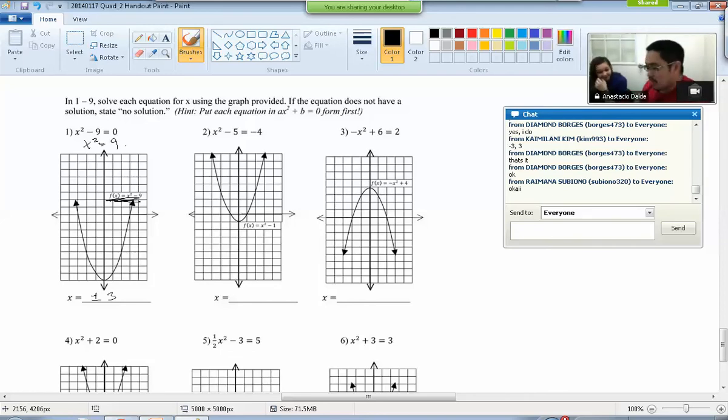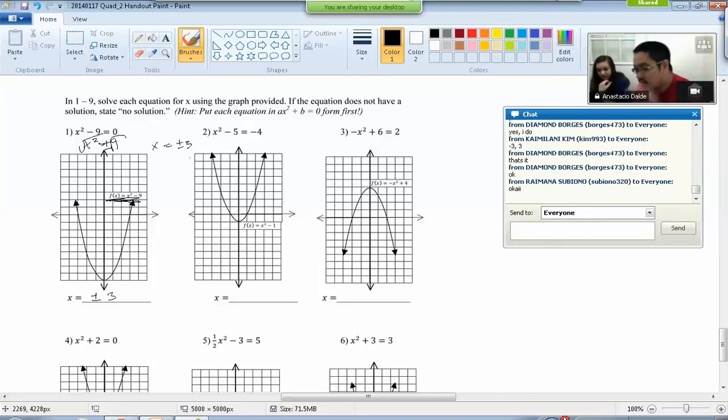Now, how do I get rid of the square part? I square root it. But there's that funky thing that happens when I square root something. I have to toss in a, you guys remember? I have to toss in a positive and a negative. I have to toss in that plus minus thing. What is the square root of 9? So it's plus minus 3.